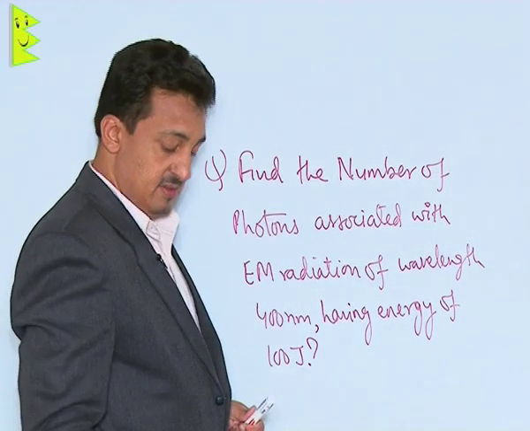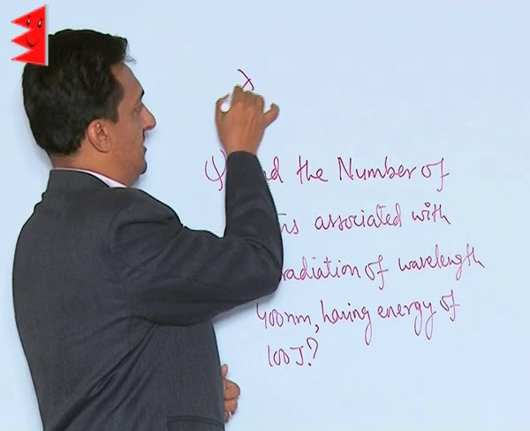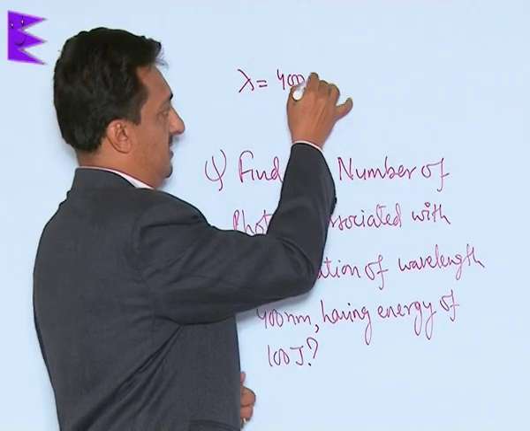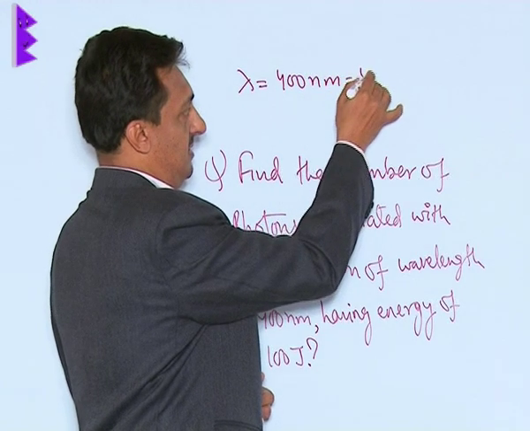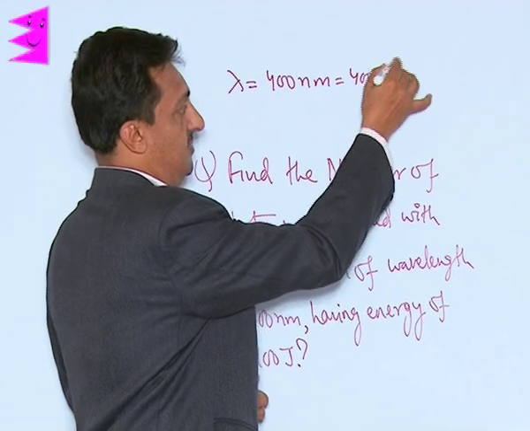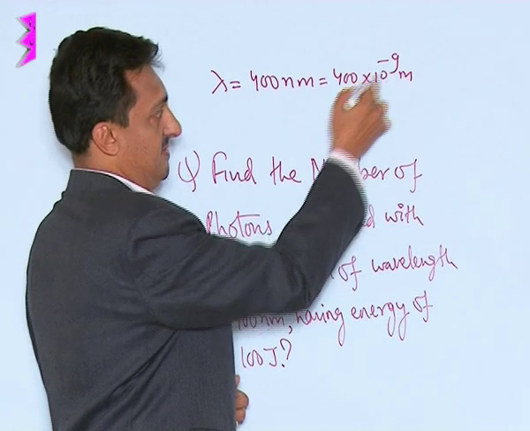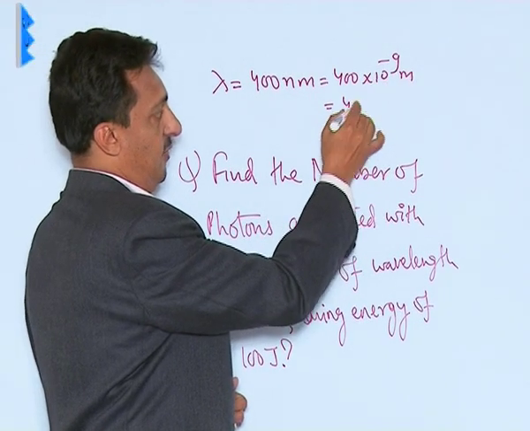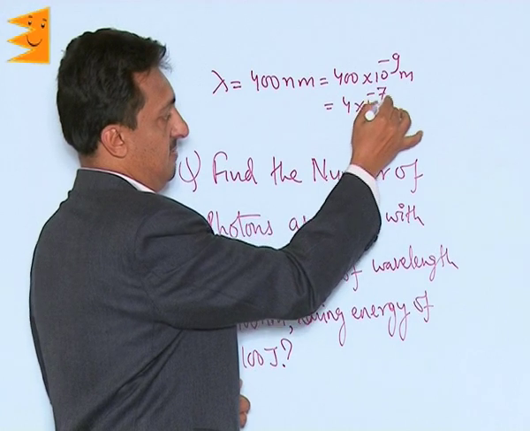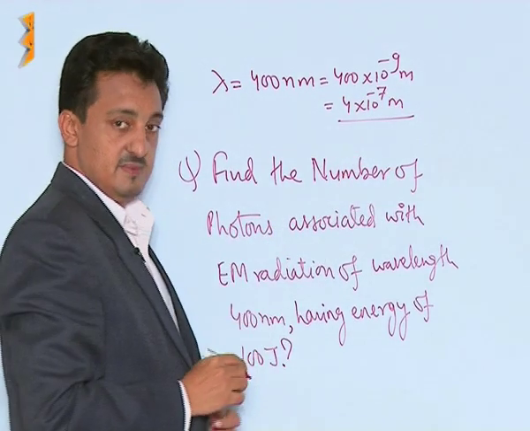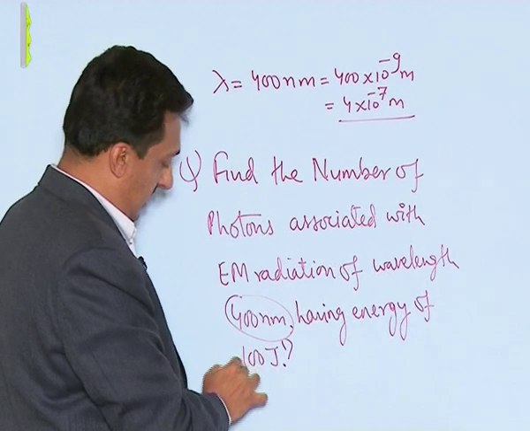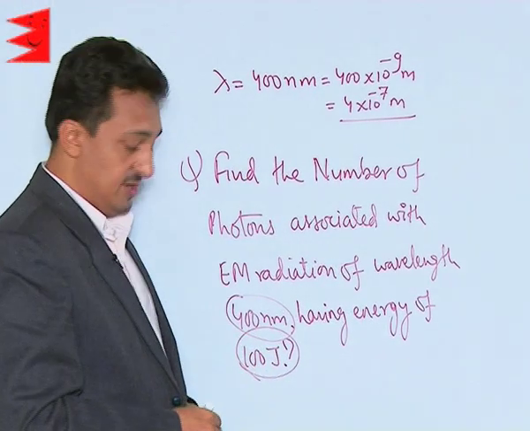Now, we are given wavelength 400 nanometer, which is 400 into 10 to the power minus 9 meters. This will come out to be 4 into 10 to the power minus 7 meters. So this is what we have already converted. Energy is given as 100 joules.